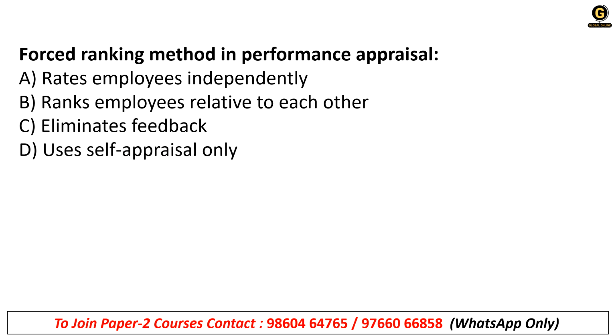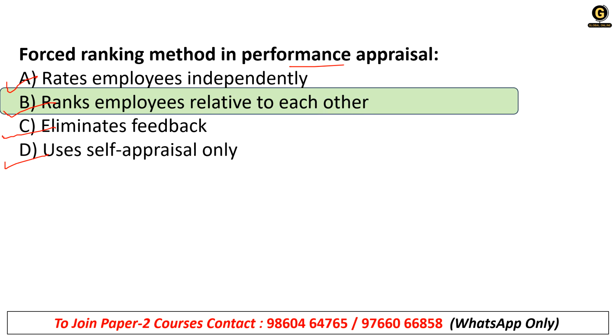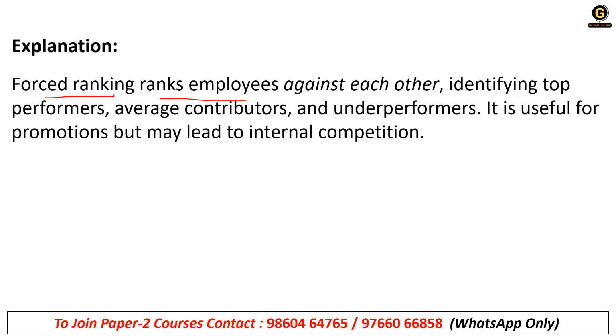Force ranking method in performance appraisal. A, rates employees independently. B, ranks employees relative to each other. C, eliminates feedback. And D, uses self-appraisal only. It is B, ranks employees relative to each other. Forced ranking ranks employees against each other, identifying top performers, average contributors, and underperformers. Okay, it is used for promotions but may lead to internal competition as well. Okay, this is your forced ranking system.